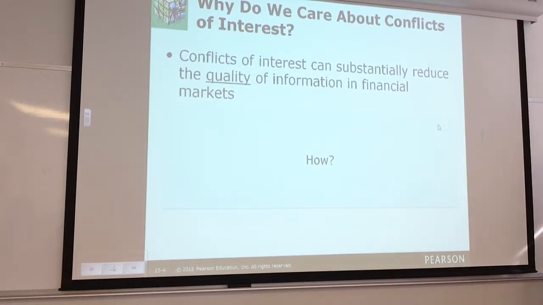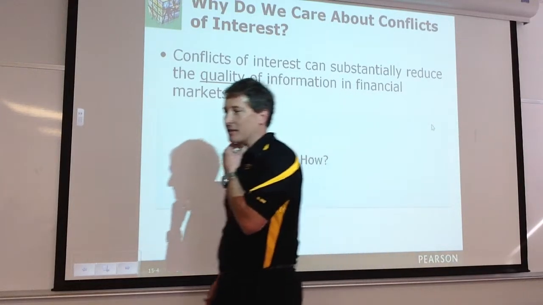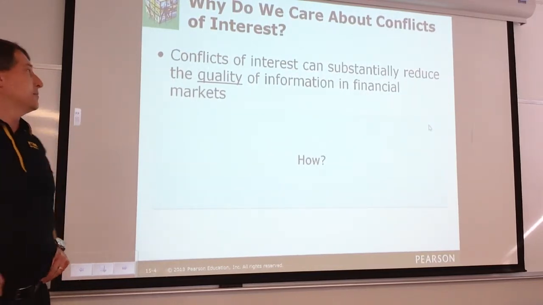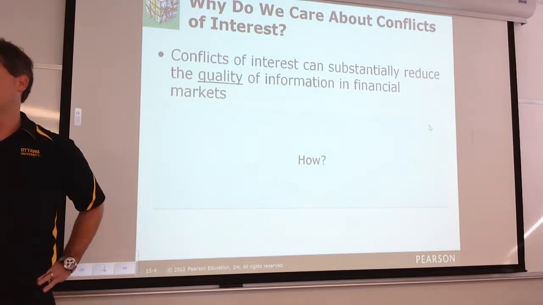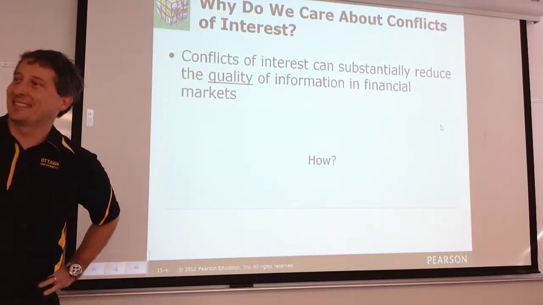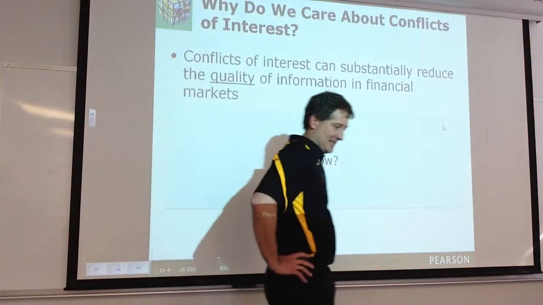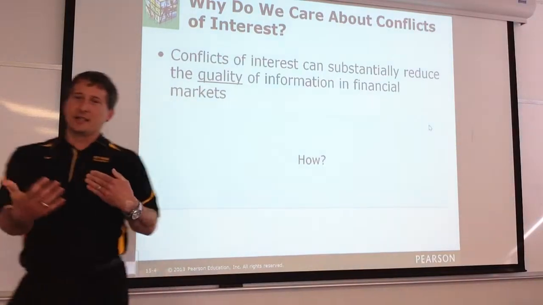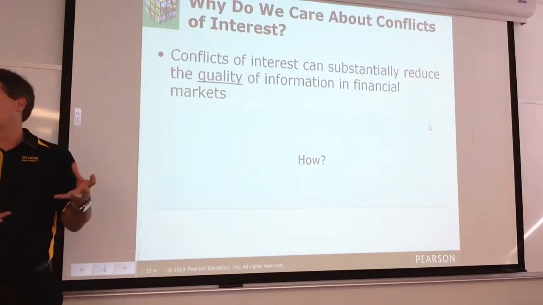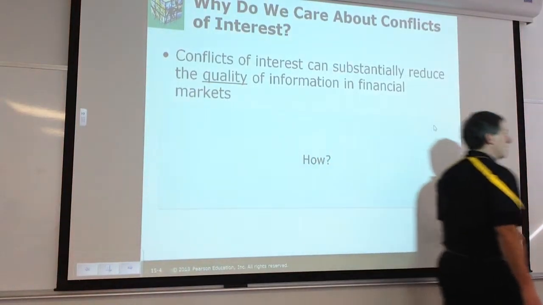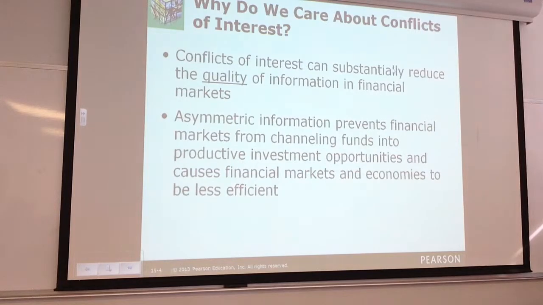So conflicts of interest can substantially reduce the quality of information in financial markets. How? Why does a conflict of interest potentially reduce the quality of information? So conflict of interest, the person would be less inclined to report accurately. Okay, good. So just by the nature of it, we're biasing something because it's going to work better for our firm or me personally. And so by its nature there's asymmetric information, right? So we're not letting out all of the information, so that the quality is less. It's going to be biased.